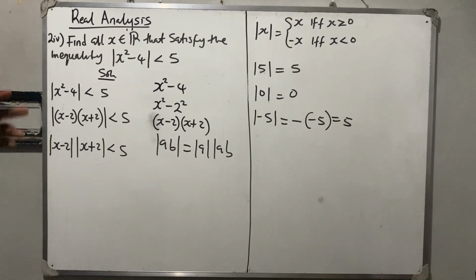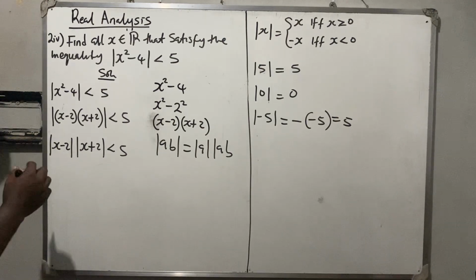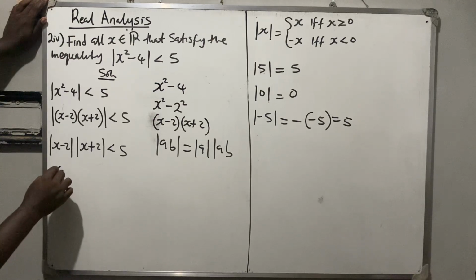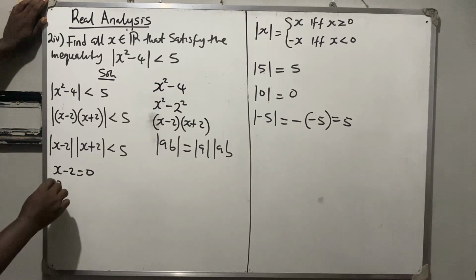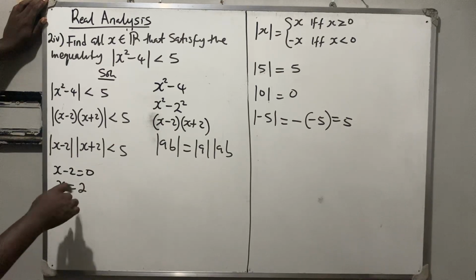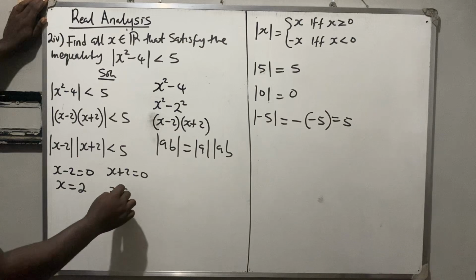Okay, so now let us use the concept of absolute value to solve this. If you look at this, let us set each factor to 0. If we set the first one, x minus 2, to 0 to get the critical point, we're going to have that x is equal to 2. Now, we'll do this one: x plus 2 is equal to 0, so x is equal to minus 2.